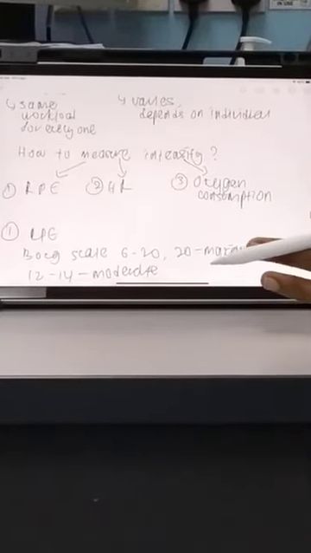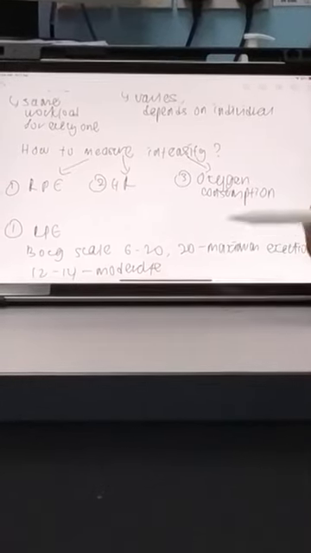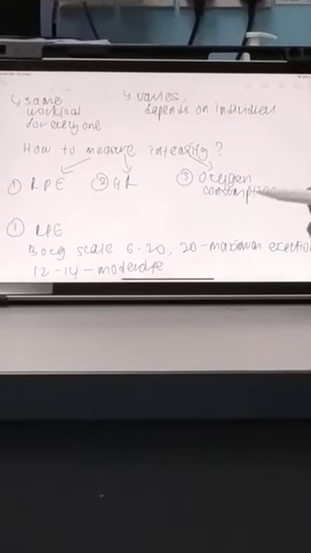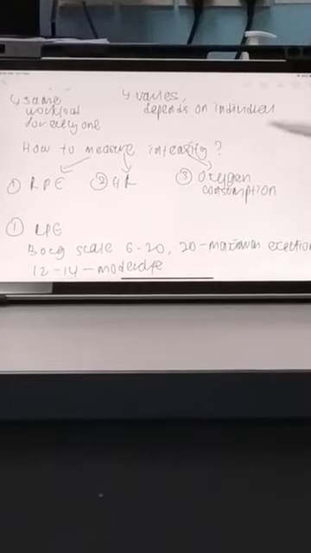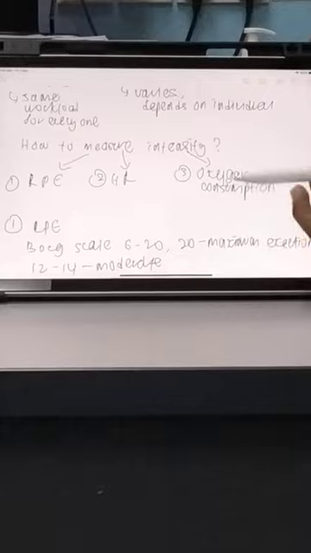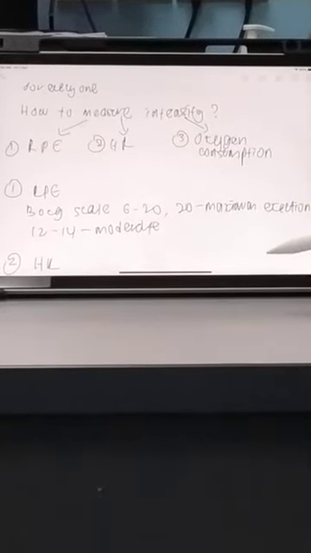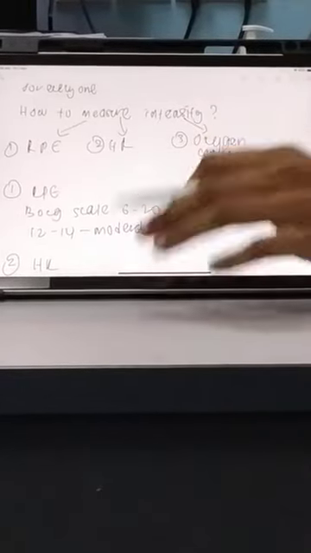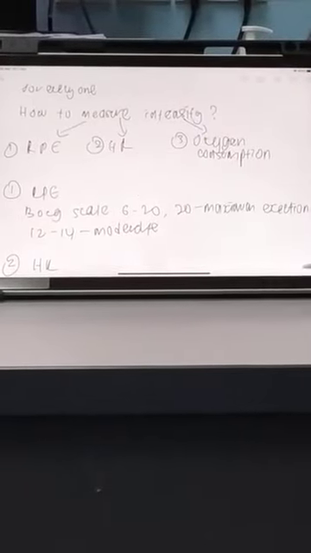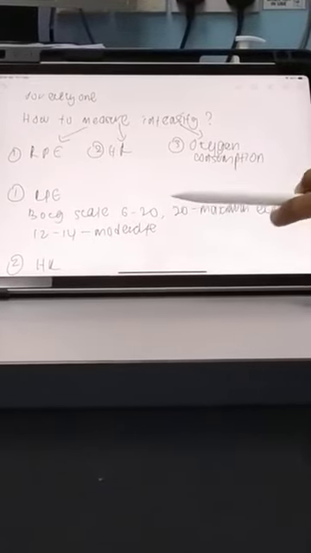How to measure this intensity is by RPE, rate of perceived exertion. The second one is heart rate, and the third one is oxygen consumption. For rate of perceived exertion, we usually use the Borg scale. The Borg scale is from 6 to 20, not 1 to 10. There is another one I read about, the category ratio scale, that is 1 to 10. The Borg scale is about 6 to 20.